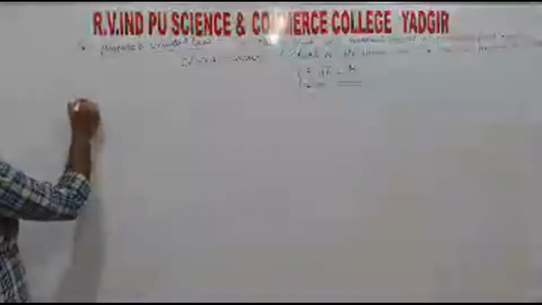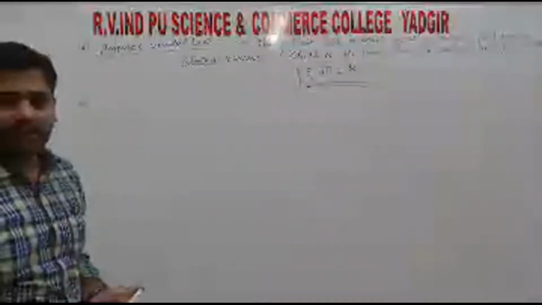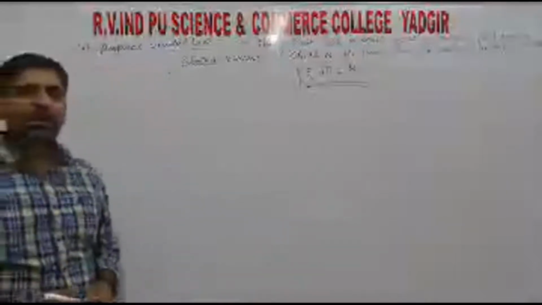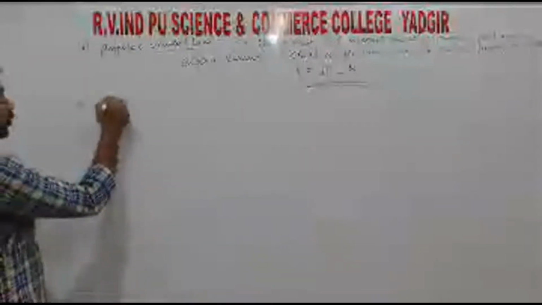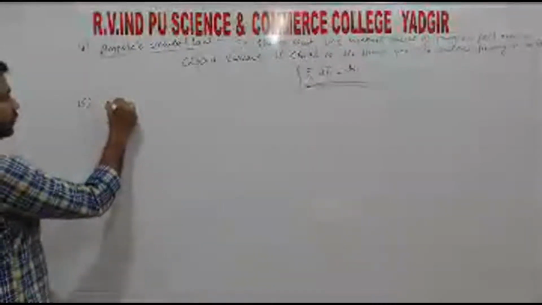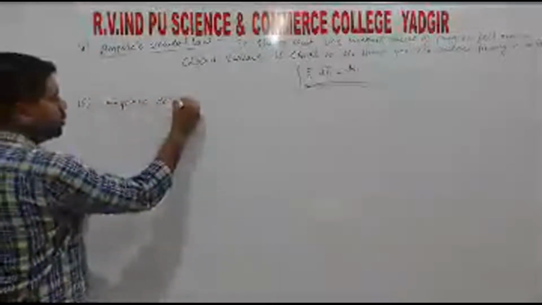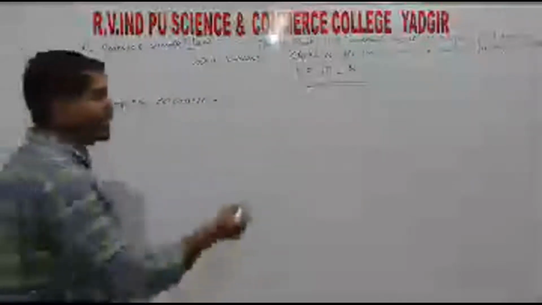Next, the 15th question: what is magnetic declination? Magnetic declination is the angle between the magnetic meridian and the geometric meridian. This is an important definition: magnetic declination.